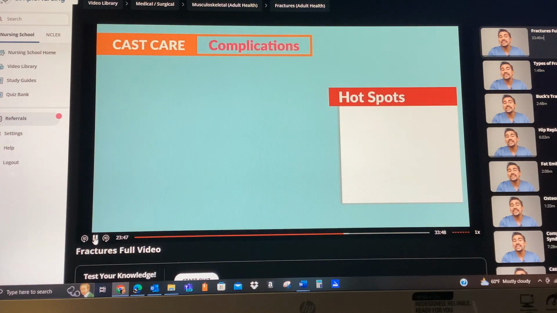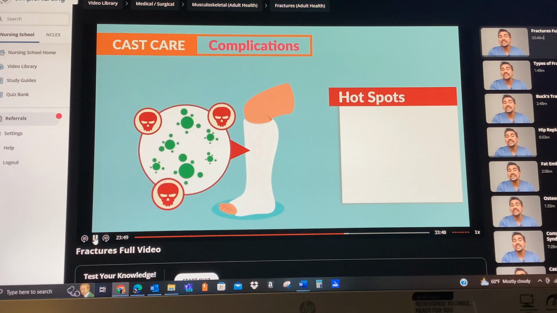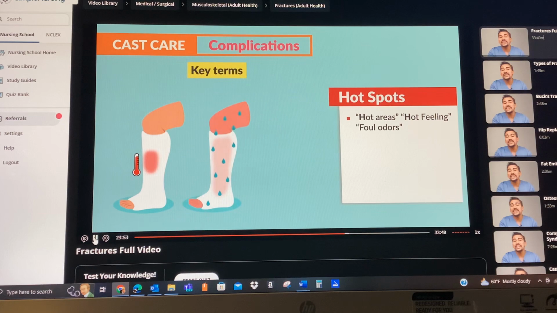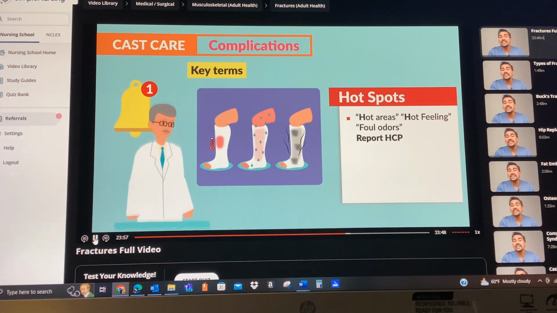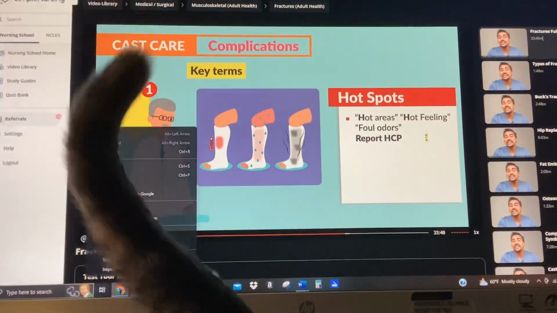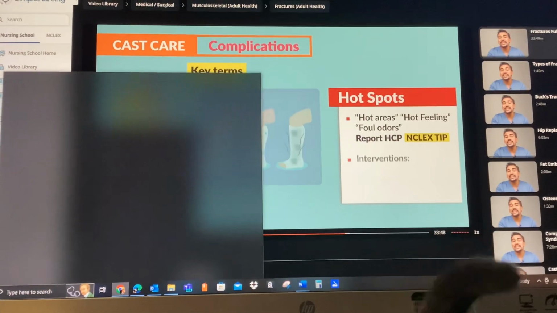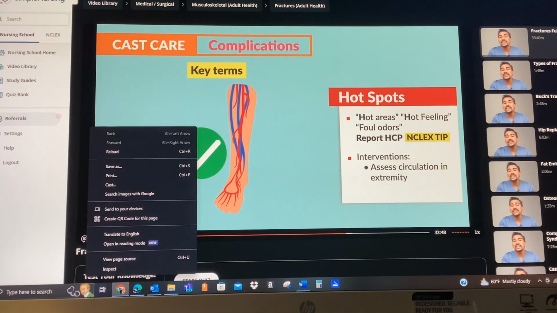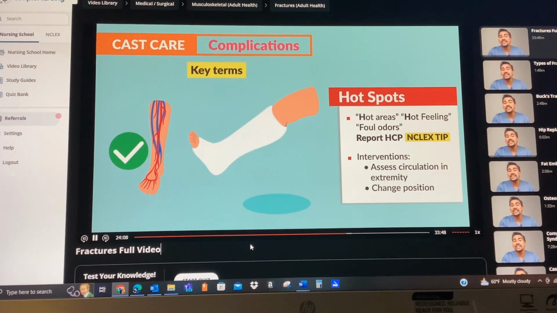Okay, now for hot spots, remember this is infection under the cast. The key terms are hot areas or a hot feeling, and even foul odors. We must report this to the HCP. So write that down. Huge NCLEX tip. Now the interventions for hotspots include assessing circulation in the extremity and changing the position.